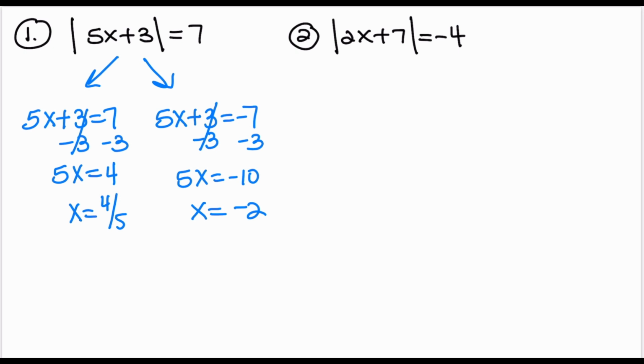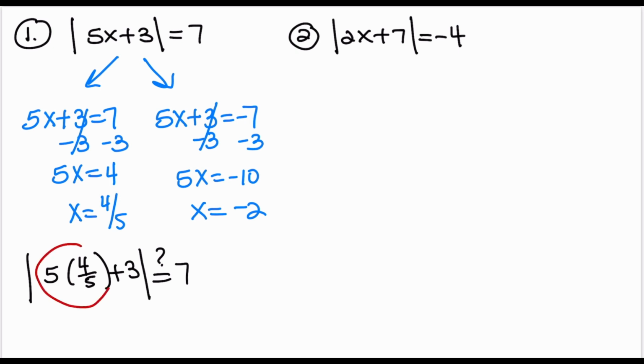Now, for both of these answers, it'll be a good idea if I actually took the time to go back and substitute. If I substitute into the original problem, it becomes the absolute value of 5 times 4/5 plus 3, and I'm trying to check if this is equal to 7. 5 times 4/5 right here means 20 divided by 5, which is 4, because the 5's cancel. So I'm going to be left with 4 plus 3, which is 7. So yes, this actually works.